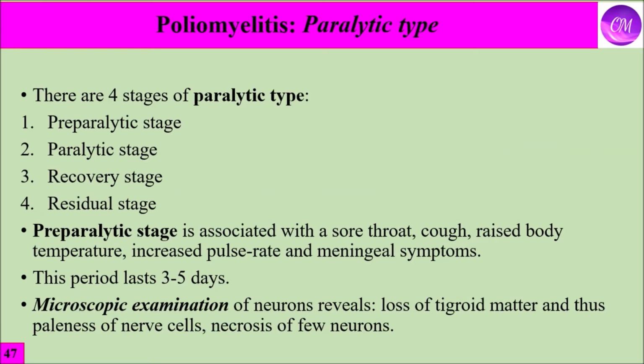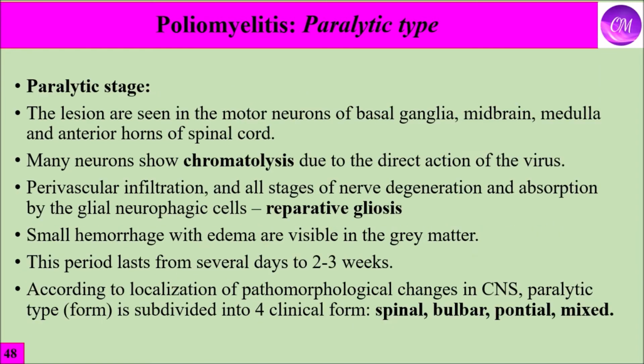There are 4 stages of the paralytic type: the pre-paralytic stage, paralytic stage, recovery stage, and residual stage. The pre-paralytic stage is associated with a sore throat, cough, raised body temperature, increased pulse rate, and meningeal symptoms. This period lasts 3 to 5 days. Microscopic examination of neurons reveals loss of tigroid matter and thus paleness of nerve cells, and necrosis of few neurons.